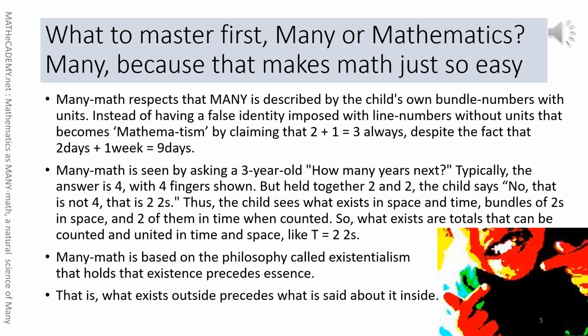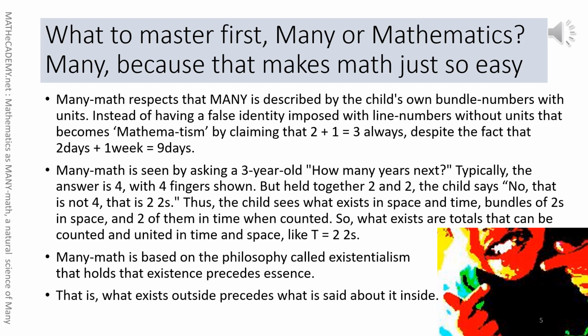Many-matics respects that many is described by the child's own bundle numbers, with units, instead of having a false identity imposed, with line numbers without units, that becomes mathematism, by claiming that 2 plus 1 is 3, always, despite the fact that 2 days plus 1 week is 9 days.